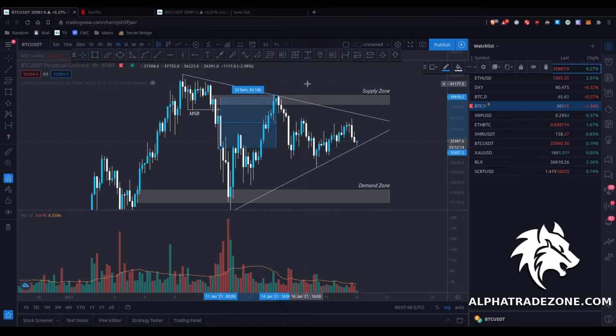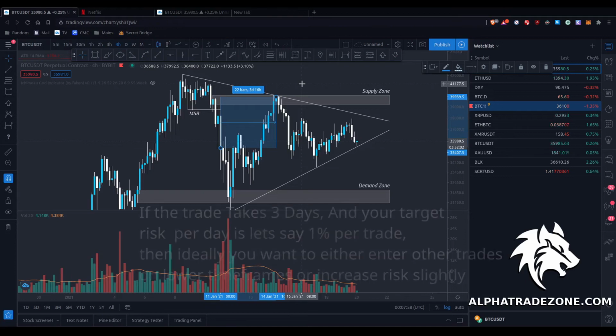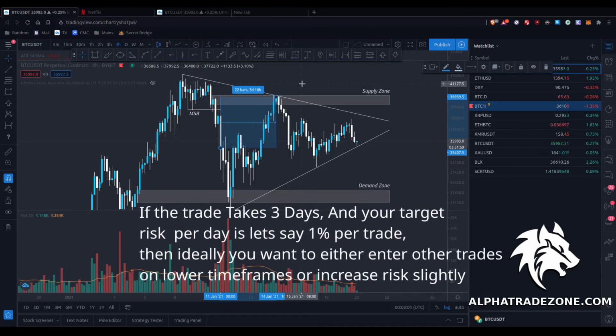So we gotta take note of that. We gotta find out our risk for each day. So we don't wanna be risking too little. Let's say this was a 1% risk trade, potentially, and if you did it over 3 days, you'd be risking around 0.3% a day, which is quite a small amount.